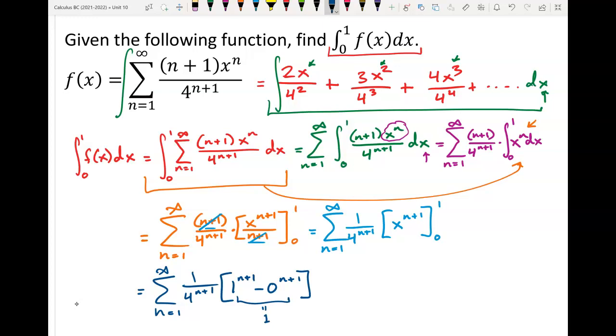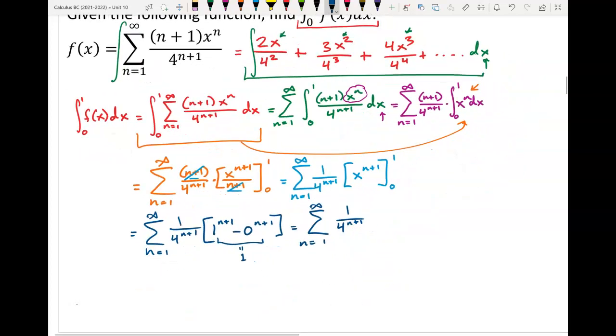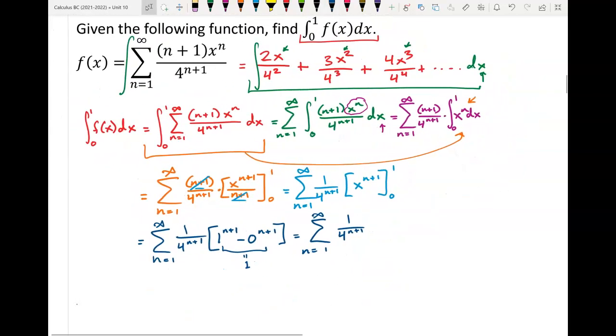You just have this first one over here is 0, and 1 to any power is 1, so that's just equal to 1. So that's just equal to the sum of the series as n equals 1 to infinity of 1 over 4 to the n plus 1 power. Now, that is actually an infinite geometric series that converges, so we can find the sum even of that. And so we can, in the end, find a value for this definite integral, which is pretty cool.